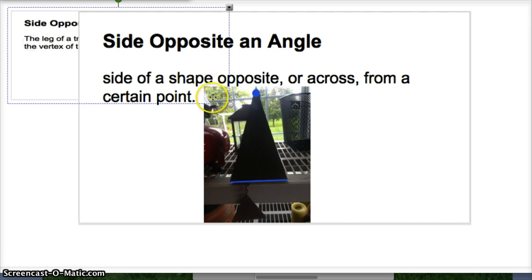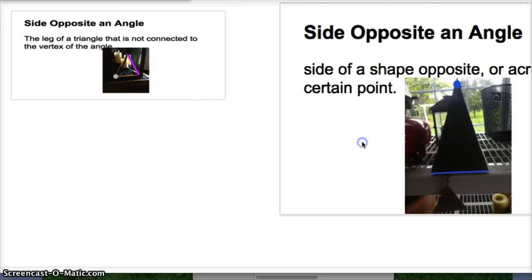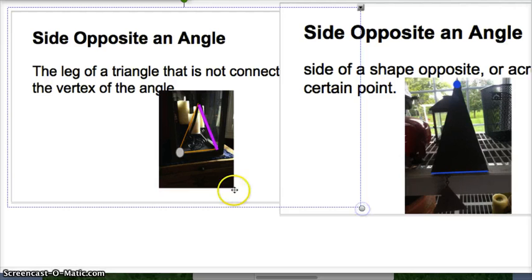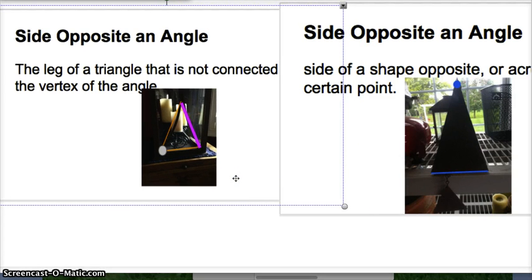And then here was another one that I liked, and again, this was from a project a couple years ago. A side opposite an angle: the leg of a triangle that is not connected to the vertex angle. So this student here was referring to this angle. So the side opposite that angle was the only side that wasn't creating the angle.